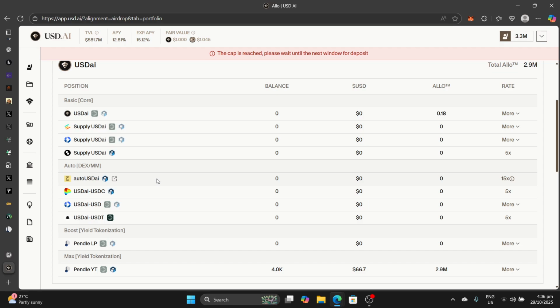Okay, so I'm participating here. You can pick any one. They all have their own unique value proposition, and we all have different affinities. So this one, 15x multiplier. This is auto USDAI. This, I think this is capped.